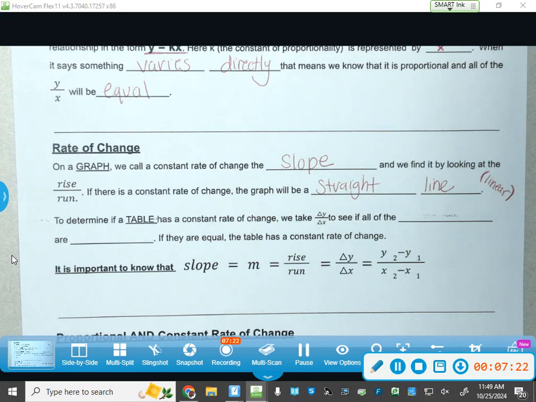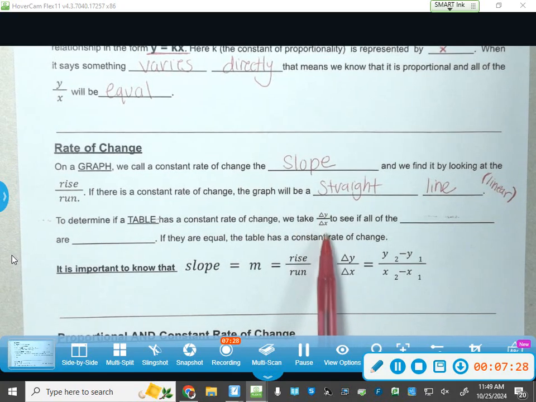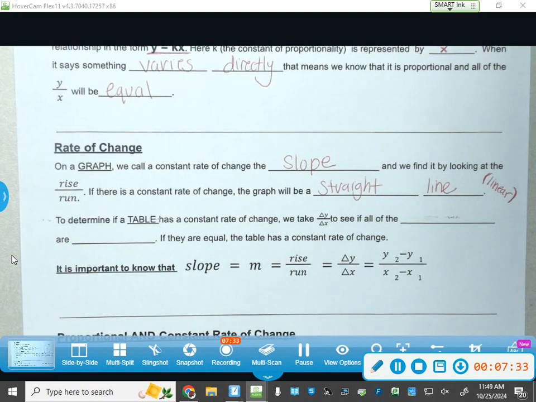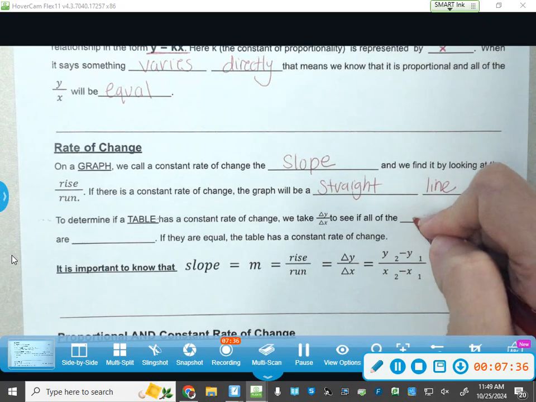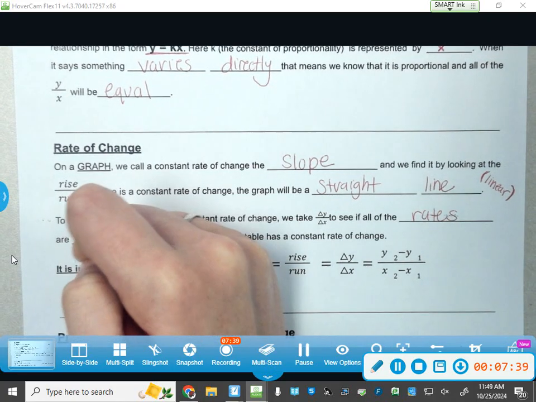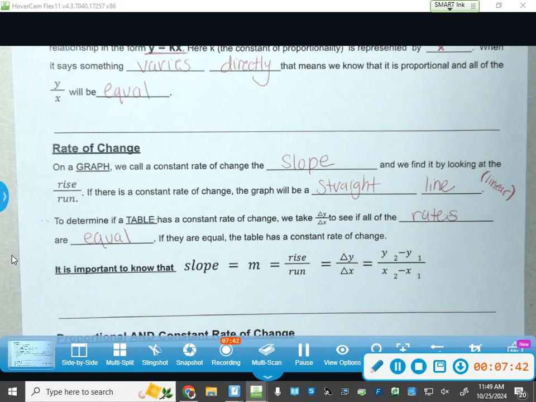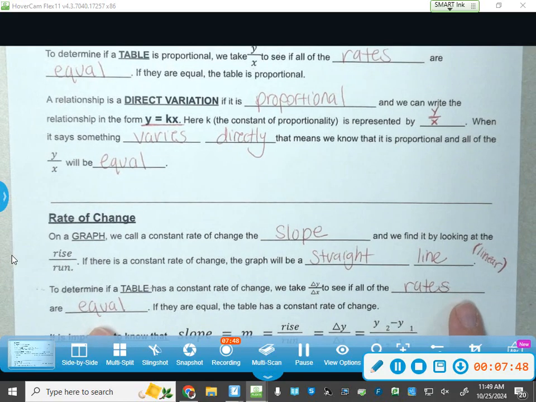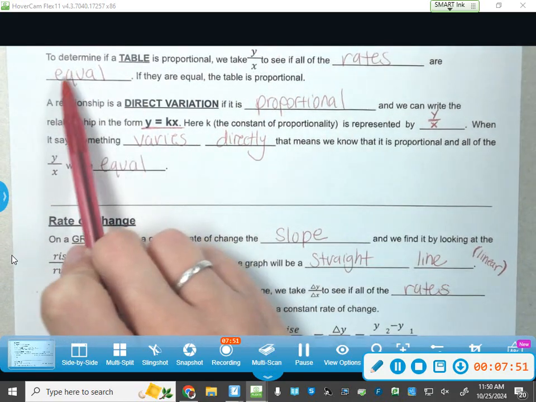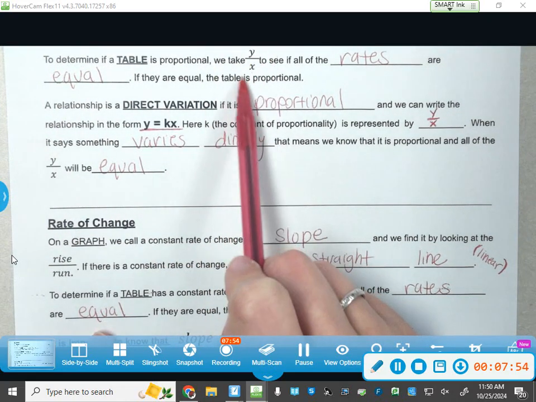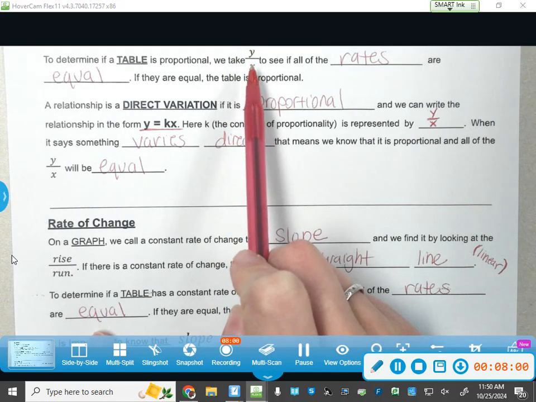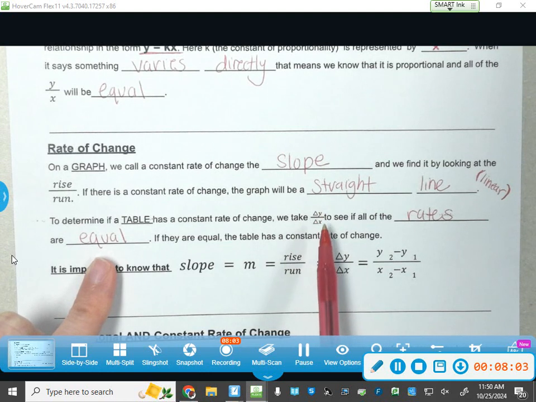Okay? It says to determine if a table has a constant rate of change, we take the change in y over change in x to see if all the rates are equal. Very good. So really, between rate of change and proportional, we're trying to do the same thing in the table. We're seeing if the rates are equal. The only difference is here in the table, we do y divided by x. Those are the numbers inside the table. And here we're doing the change in y over change in x.